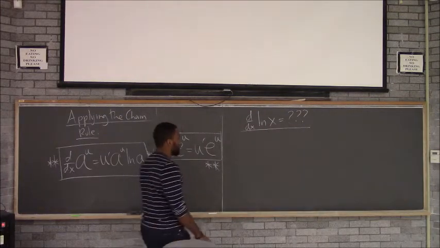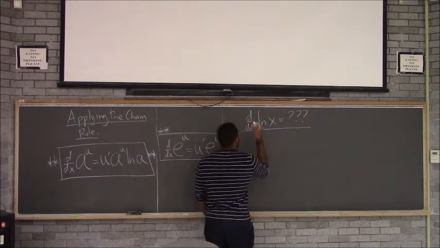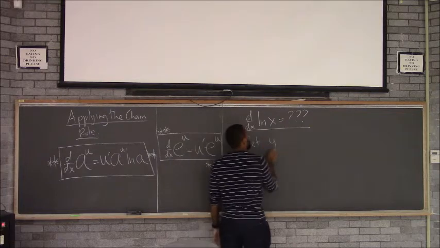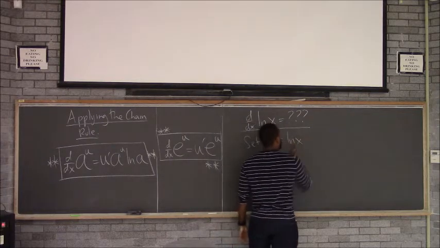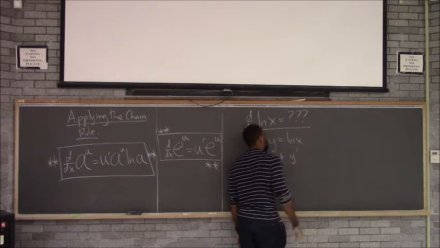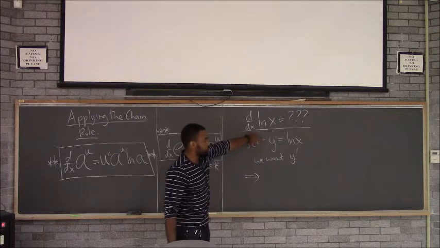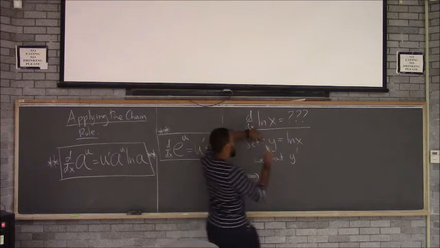Well, here's how we're going to do it. I'm actually going to use these rules to help me out, or this one more specifically. Set y equals ln x. Notice that we want y prime. What I can do is rewrite this without the logarithm. How would I rewrite this without the logarithm?